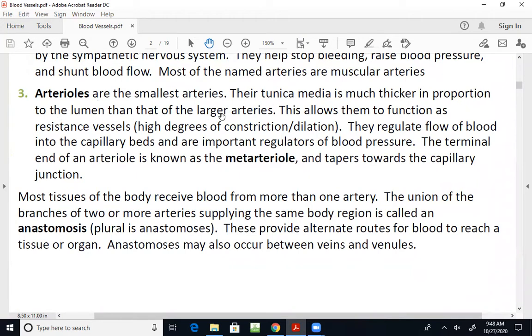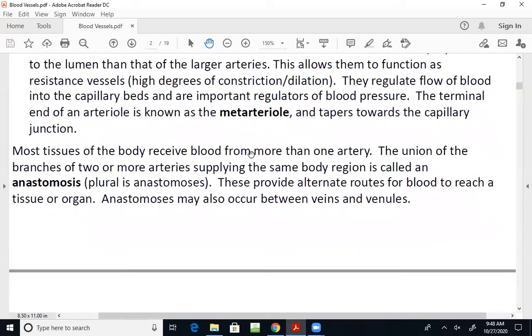From there, blood will flow into our smallest arteries, our arterioles, which have a tunica media much thicker in proportion to the lumen than that of our larger arteries. And this allows them to function as what we call resistance vessels, and that's actually kind of their nickname, because they can perform high degrees of constriction and dilation. They regulate the flow of blood into capillary beds and are important regulators of blood pressure. The terminal end of an arteriole is called a metarteriole, which then tapers towards the junction with capillaries.